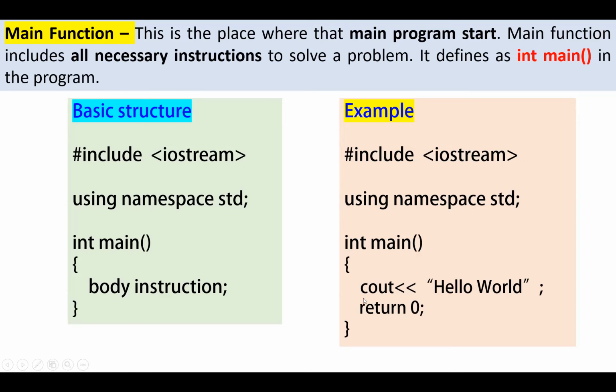Then another statement here, return 0. You will understand this better later. Simply, I can say return 0 means no return value due to any process of this main program. When you do functions and other things later, you will understand better what return 0 is.